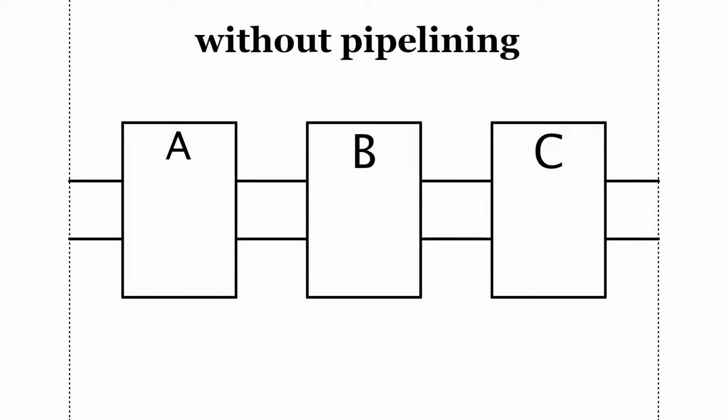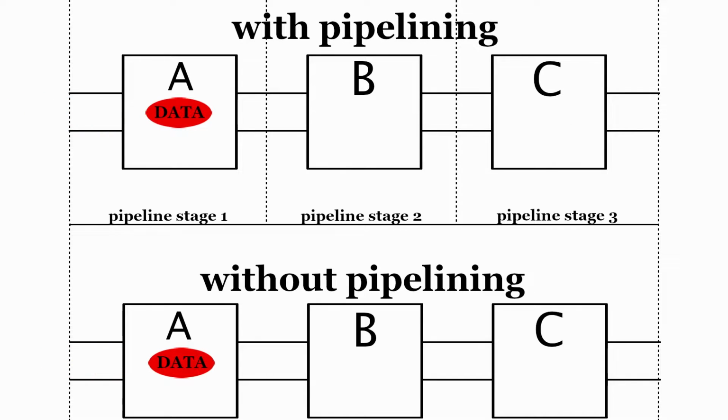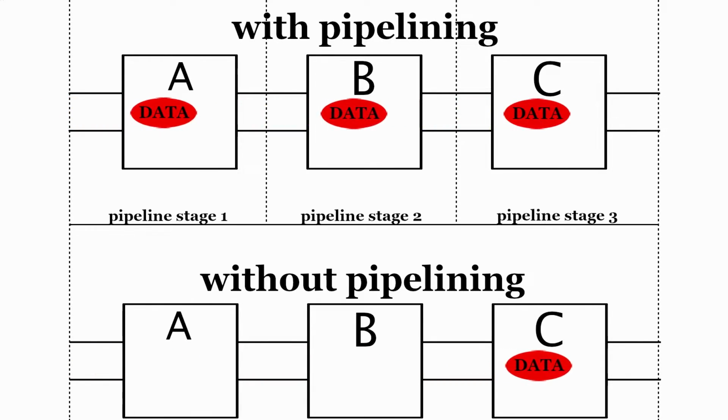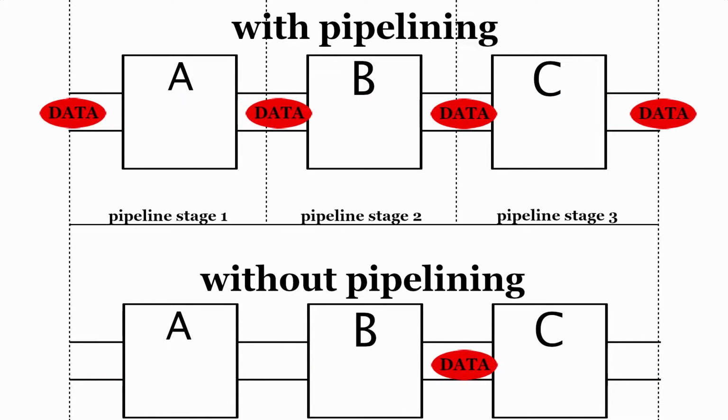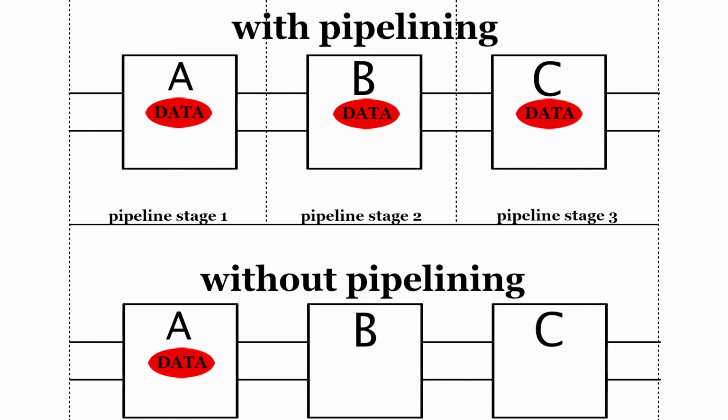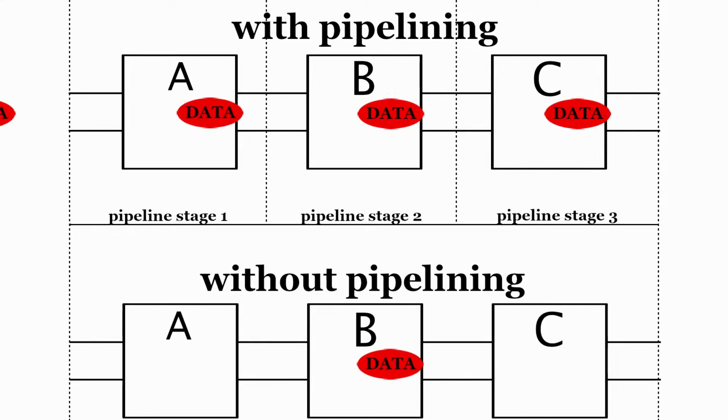It would be more efficient to split up the machine in parts and send in the next data as soon as A is done processing the first data. It processes data much faster. This is called pipelining. Each part is called a pipeline stage.